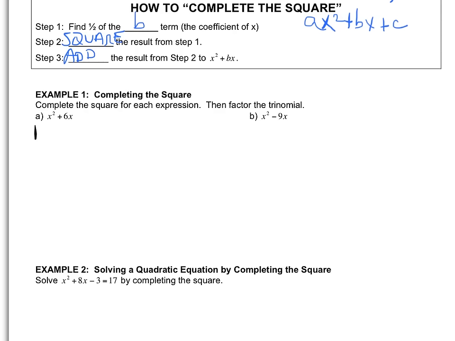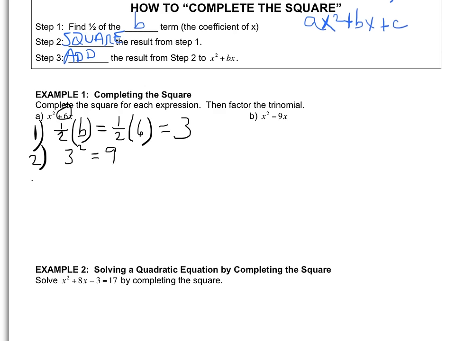So step 1 says to take the b term and cut it in half, or multiply it by 1/2. Our b term is the 6 in front of the x. So step 1 is going to give us a 3. Step 2 says take that answer and square it. So we take the 3 and we square it to get a 9. Step 3 says now add that to x squared plus bx.